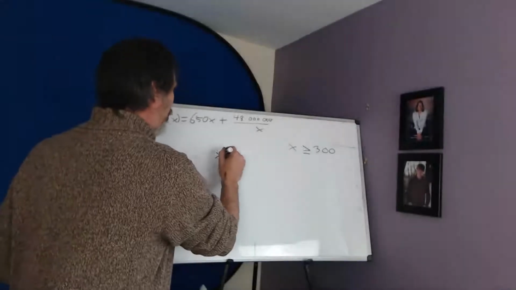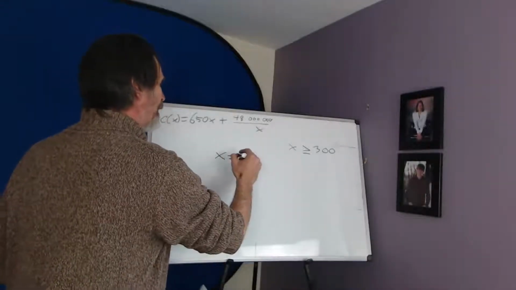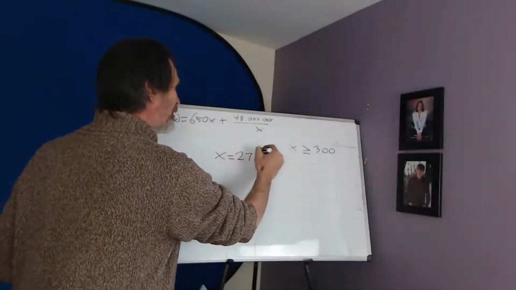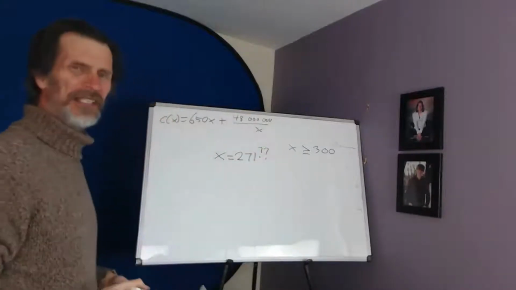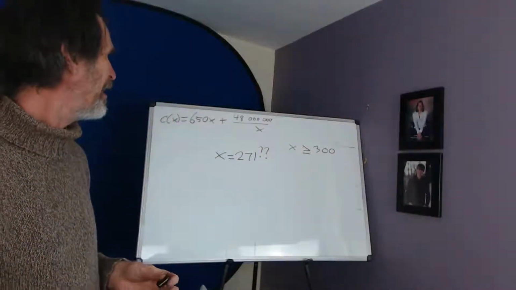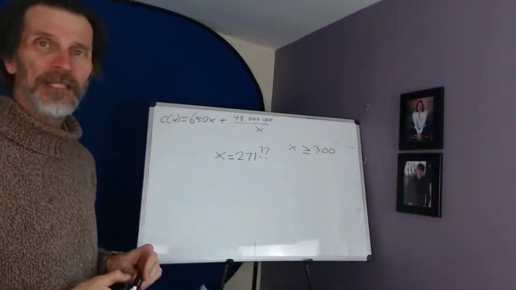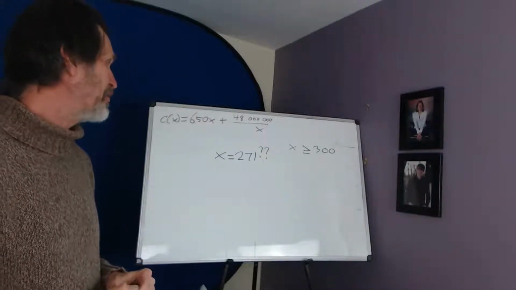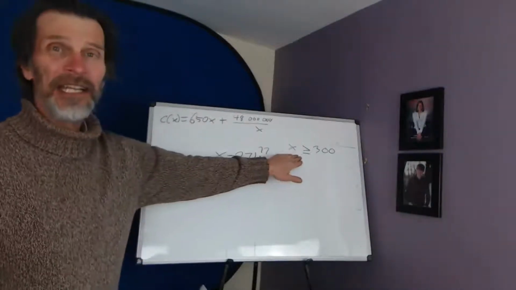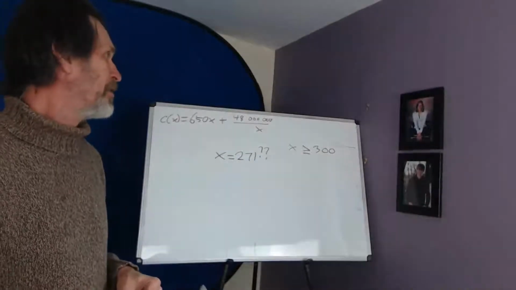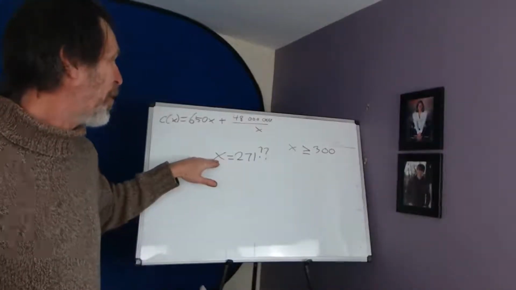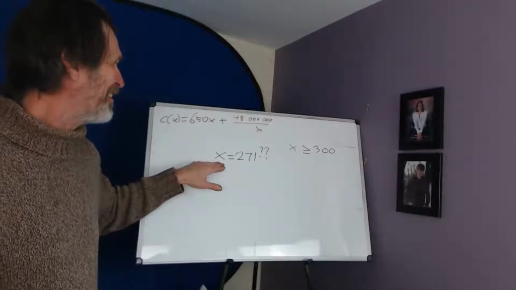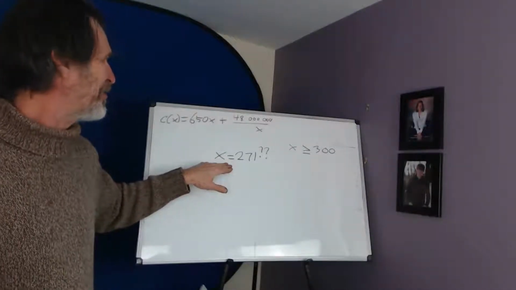As I recall, I think we got a minimum point at x equal to, if I'm not mistaken, like 271 or something like that, is where that function had its minimum value. And of course, that's not in the domain, right? So the smaller the x, the less expensive it's going to be.